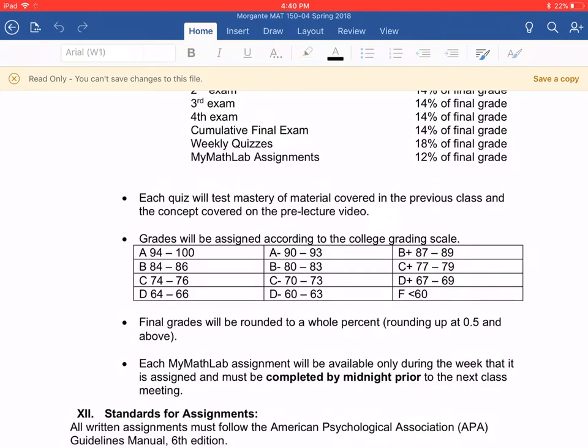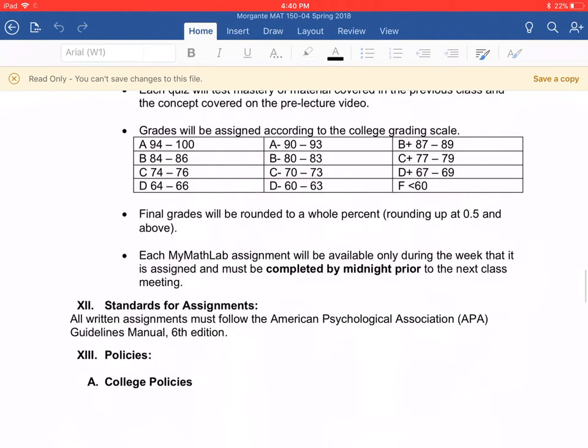Each of the quizzes will test mastery of material covered in the previous class and the concept covered on the pre-lecture video. So next week, we will have a quiz on the pre-lecture video that's on Blackboard and everything we would have learned this week, which I put on my Blackboard, the information we would have gone over in class and videos going over that. So if you have any questions, please ask me.